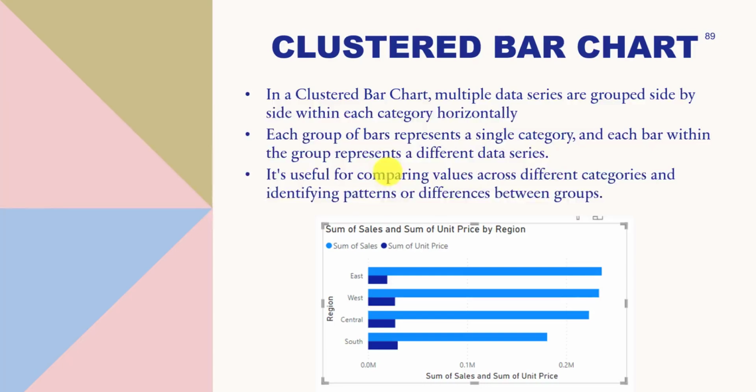So next is the clustered bar chart. In a clustered bar chart, multiple data series are grouped side by side. Here you can see in an image, sum of sales and sum of unit price are grouped side by side for each category horizontally, and each group of bars represents a single category, and each bar within the group represents a different data series. It is useful for comparing values across different categories and identifying patterns or differences between groups.